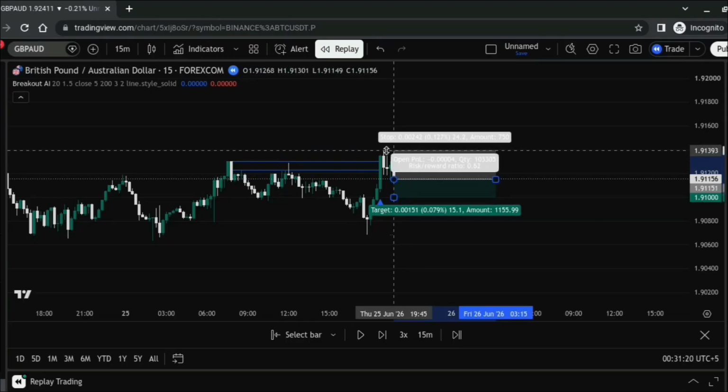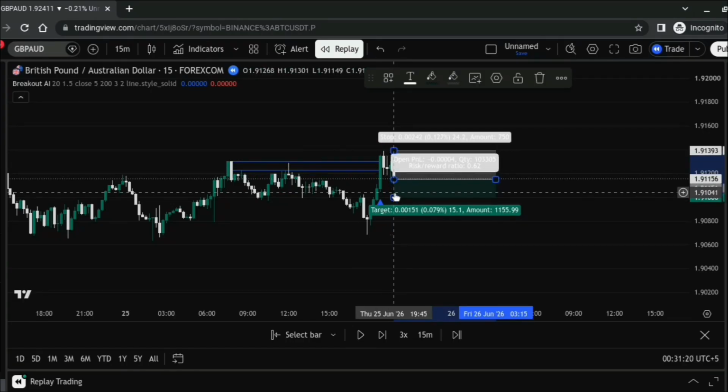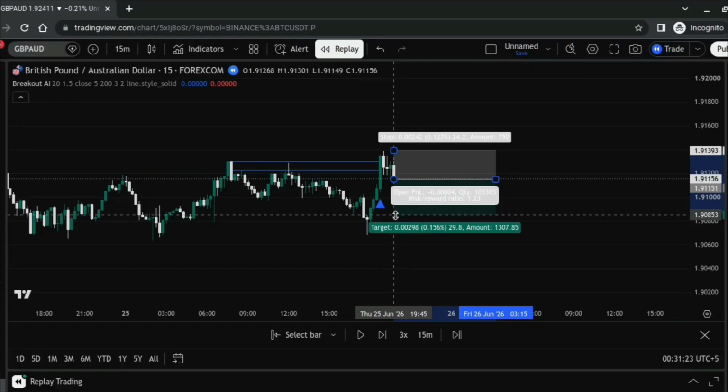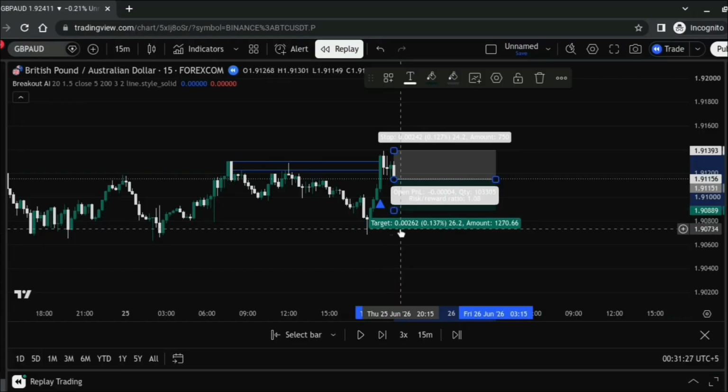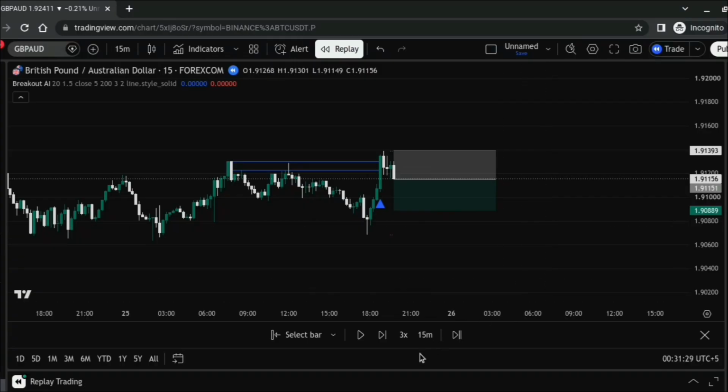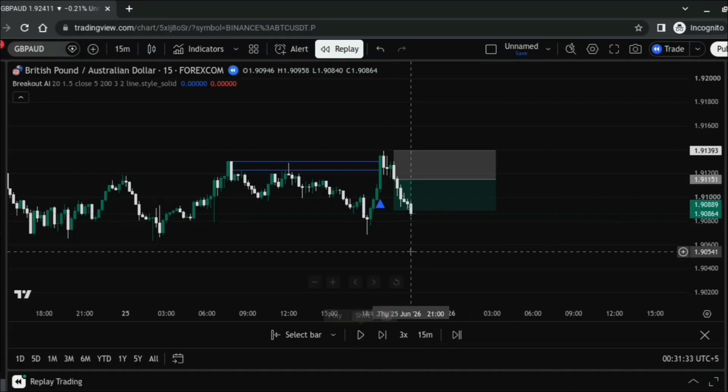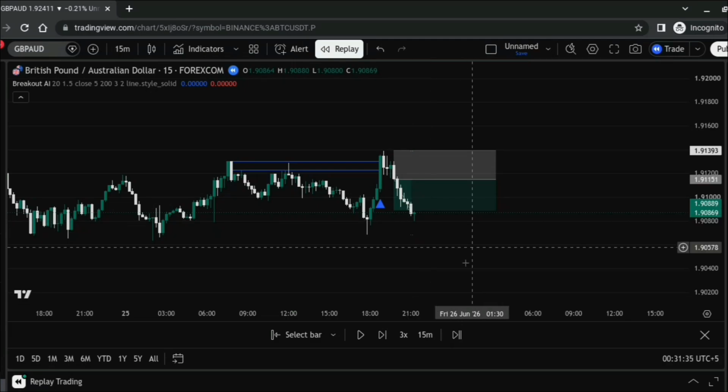We're gonna put stop loss above the breakout zone and our take profit at least one by one. Let's see if it hits our take profit or stop loss. Our take profit is hit right now.